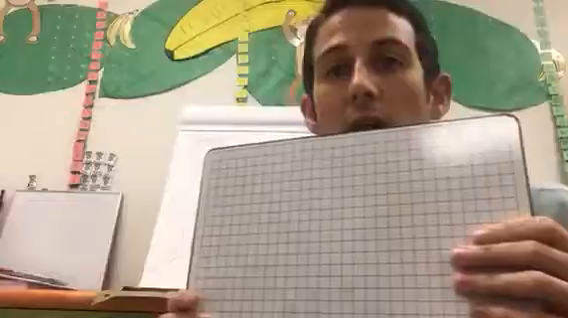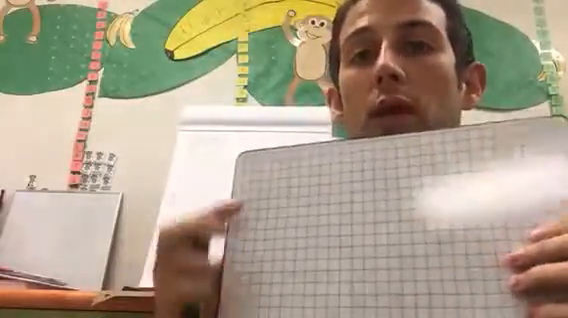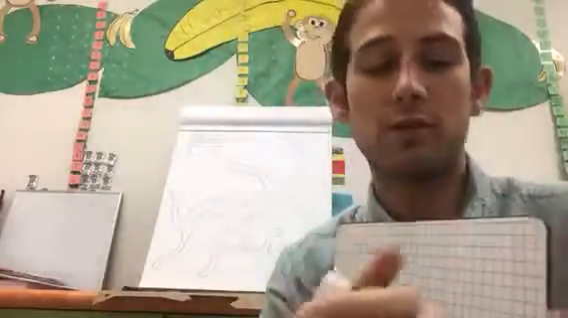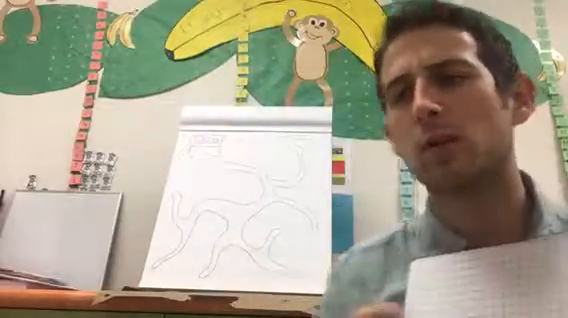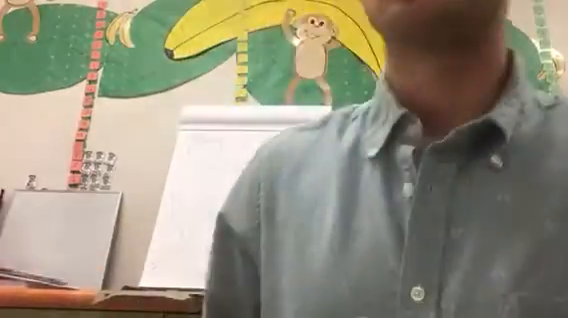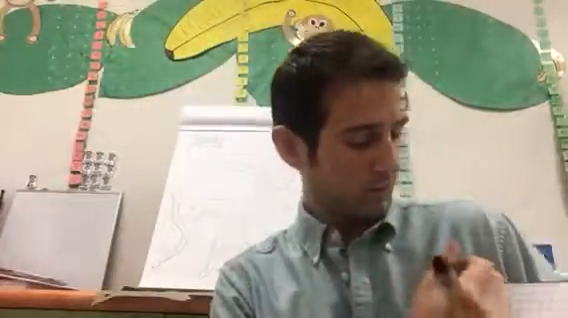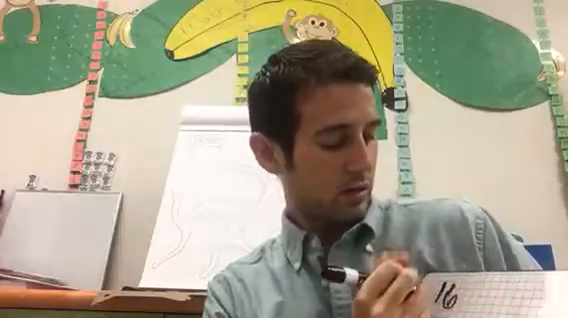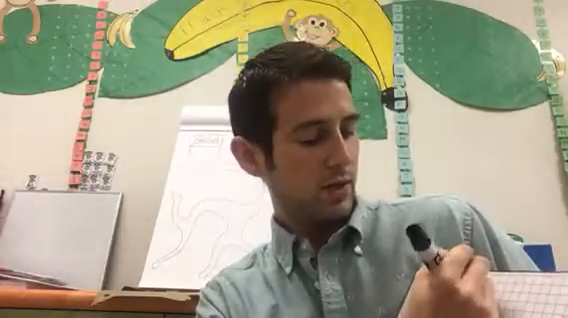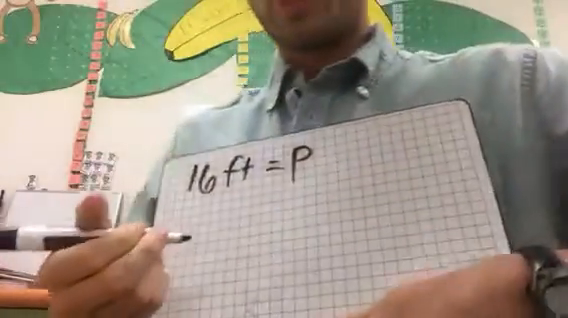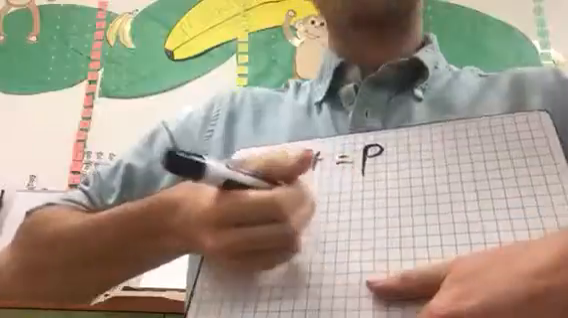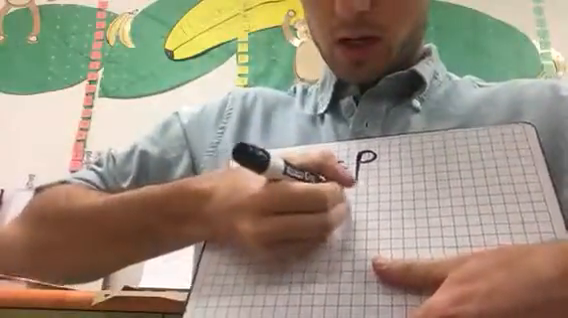Just like we did yesterday, I'm going to draw using a whiteboard to get 16 square feet. Now I know that I want a rectangle or a square, so if I have 4 sides with 16 feet total, that will be 4 feet on each side. So 16 feet equals P for perimeter. Now I'm going to count very carefully while I do this to make sure that I get exactly 16 feet.